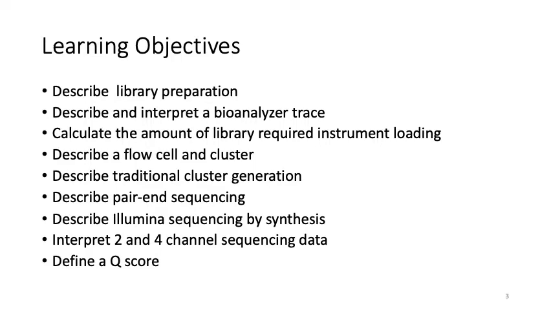By the end of this presentation, the learner should be able to describe library preparation, describe and interpret a bioanalyzer trace, calculate the amount of library required for instrument loading, describe a flow cell and a cluster, describe traditional cluster generation, describe pair-end sequencing, describe Illumina sequencing by synthesis, interpret 2- and 4-channel sequencing data, and describe a Q-score.